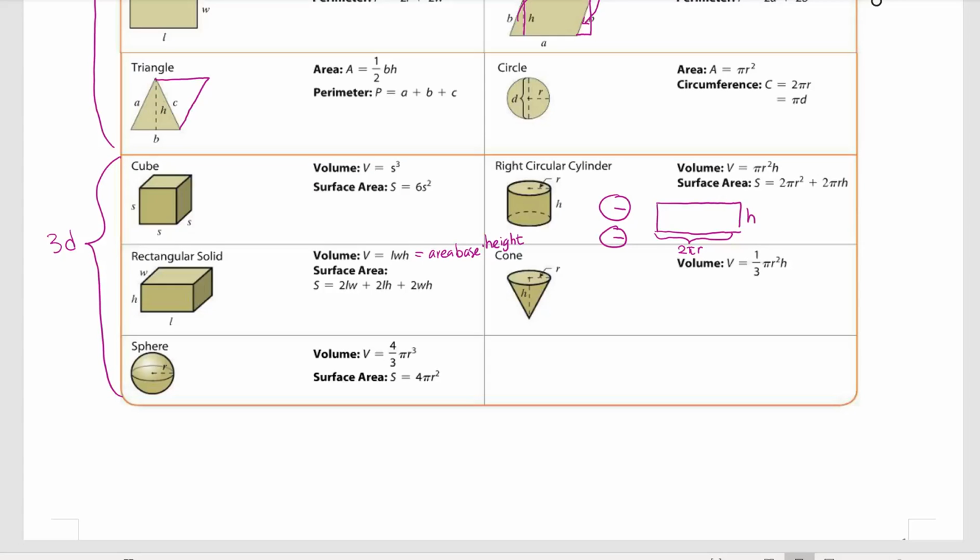Okay, for the cone, the volume is 1/3 times pi r squared h. Last one, the sphere. The volume of the sphere is 4/3 pi r cubed. The surface area of the sphere is 4 pi r squared. Okay? Alright.